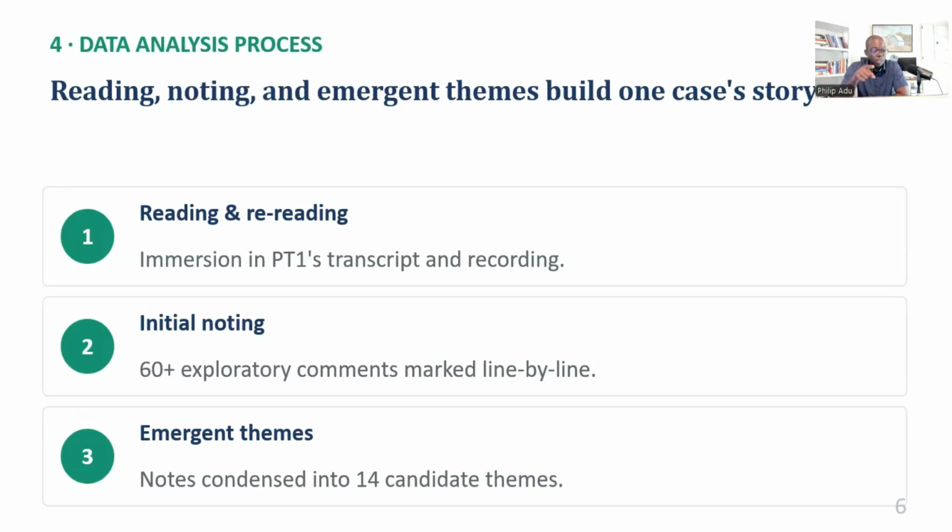I'm focusing on PT1 because I'm using what we call an individualized strategy. And if you want to know more, there's a link here that you can click on to learn more about this strategy of analyzing qualitative data.